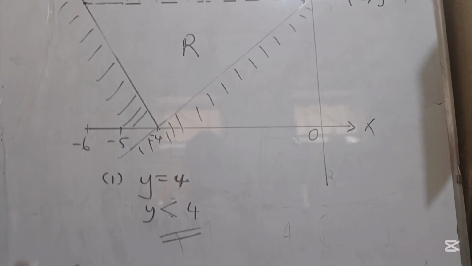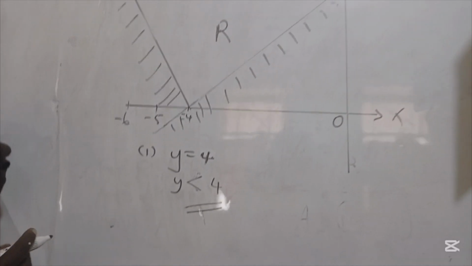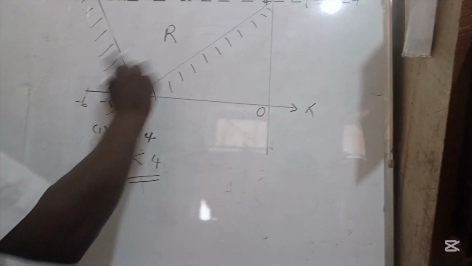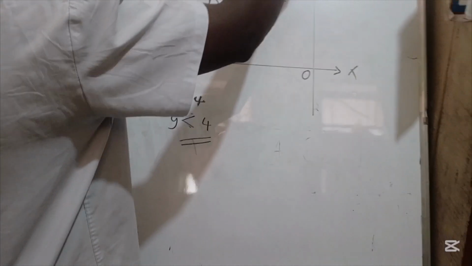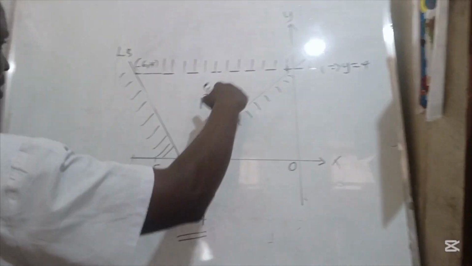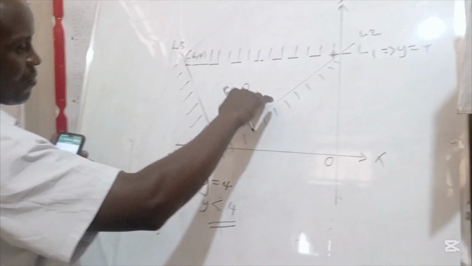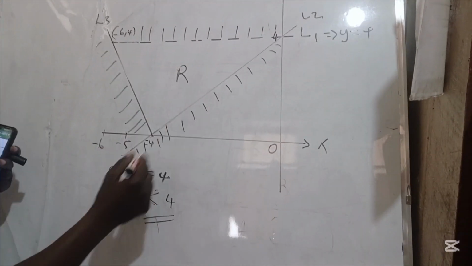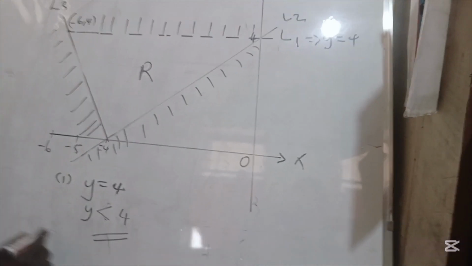I said start with the simple ones, such that you know for sure. Because we have shaded the greater part, the answers lie on the less than 4. And why is it not less or equal to? Because it's a broken line. You go to line 2.